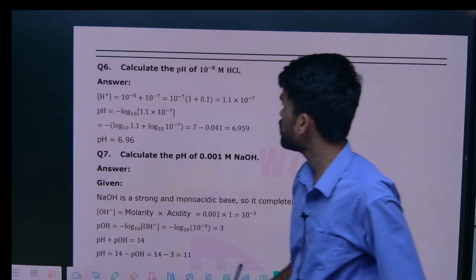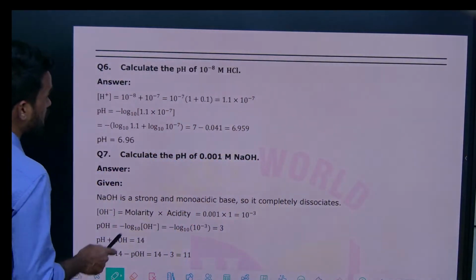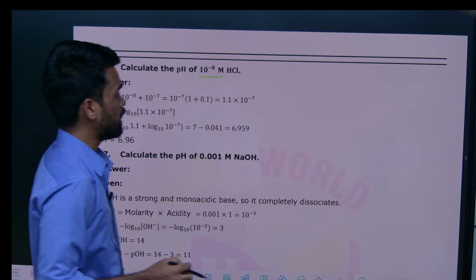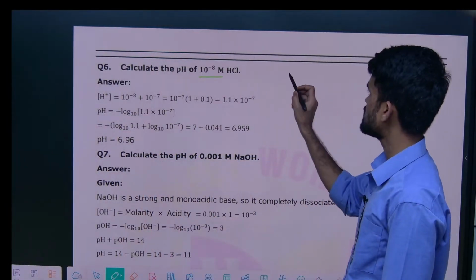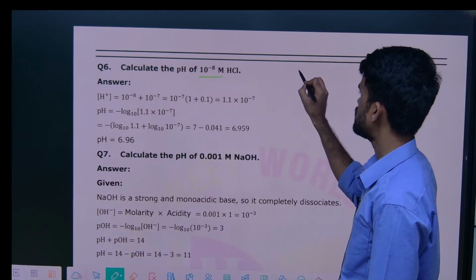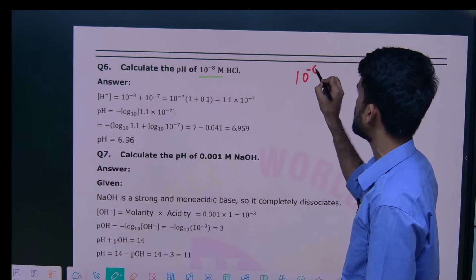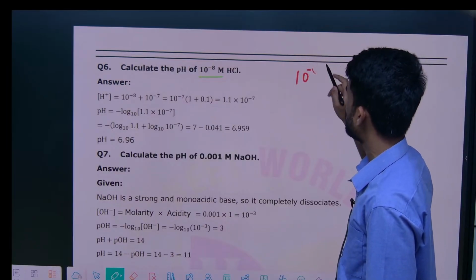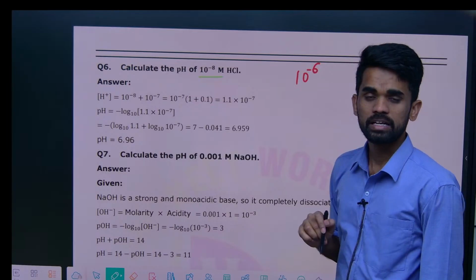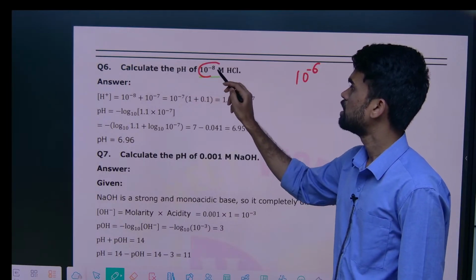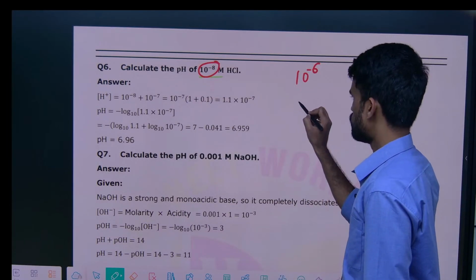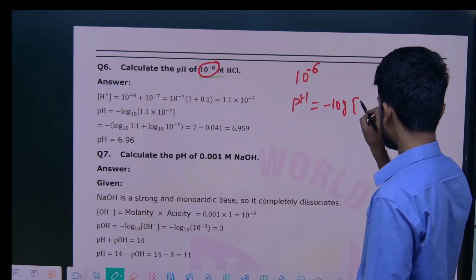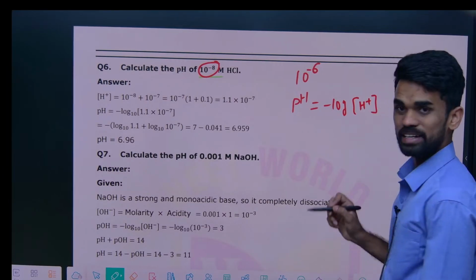Yes, so how can you answer this? See, the pH of 10 power minus 8 molar HCl solution. Whenever the concentration of H plus ion is given less than 10 power minus 6, then you can consider, see, what is the pH formula we are writing? pH equals minus log concentration of H plus ion present in that solution.